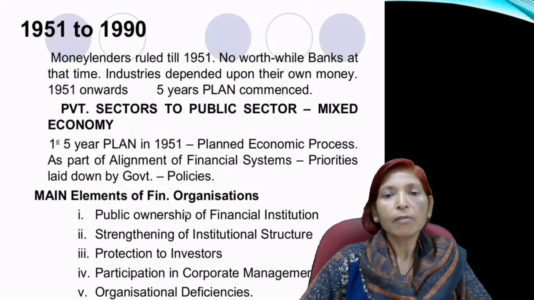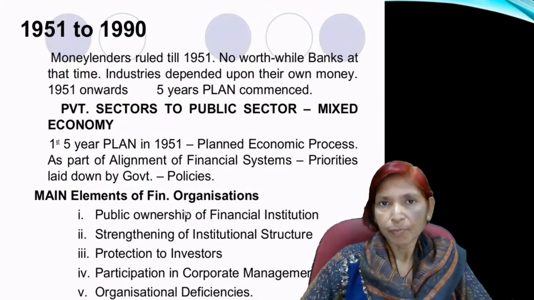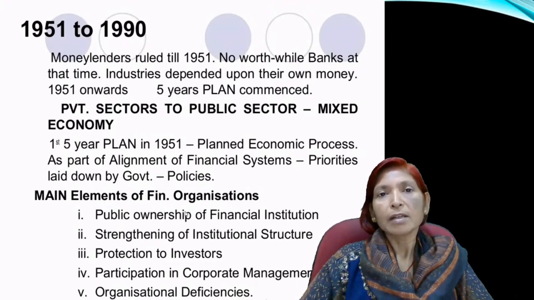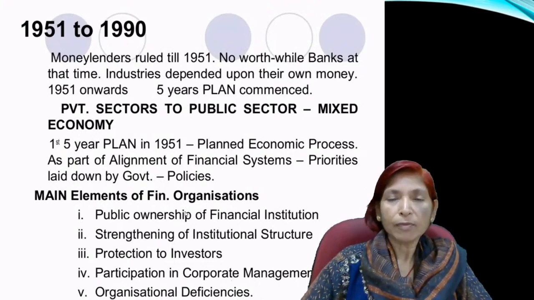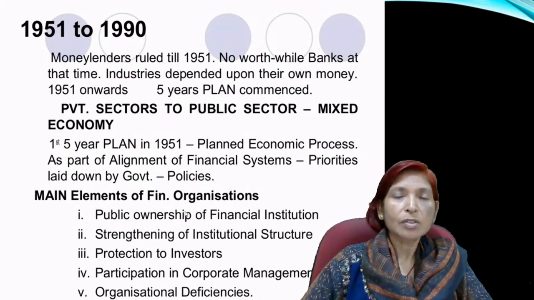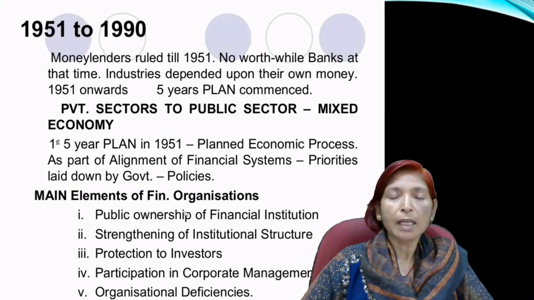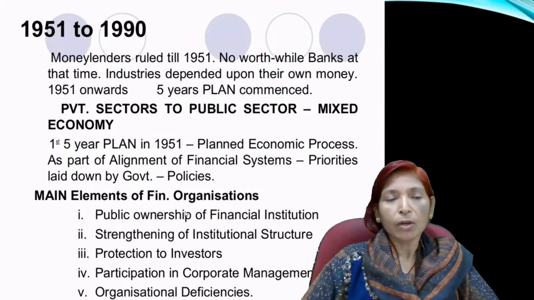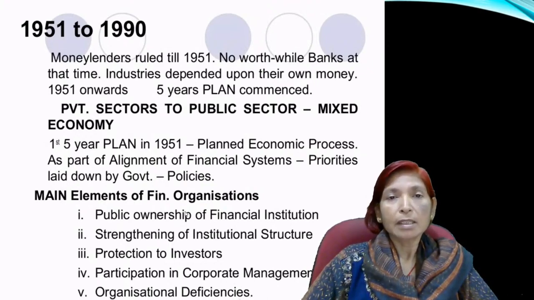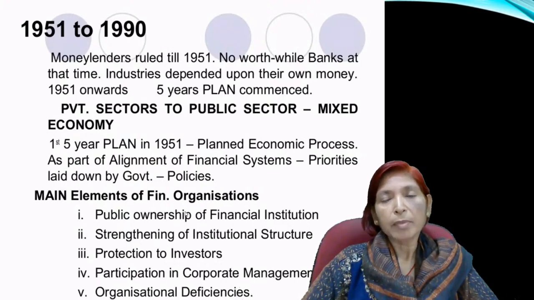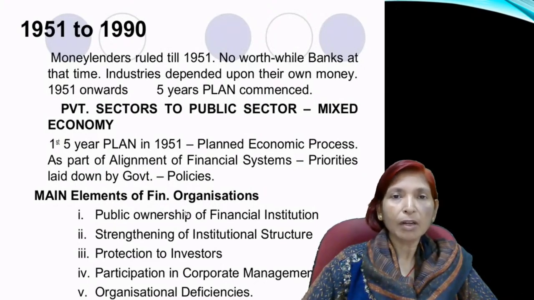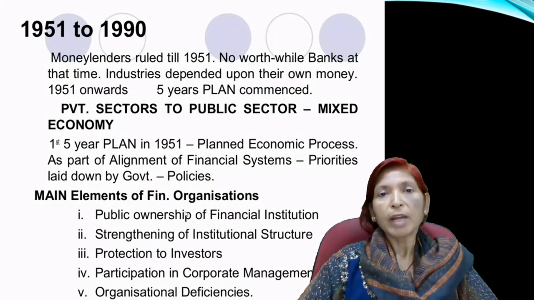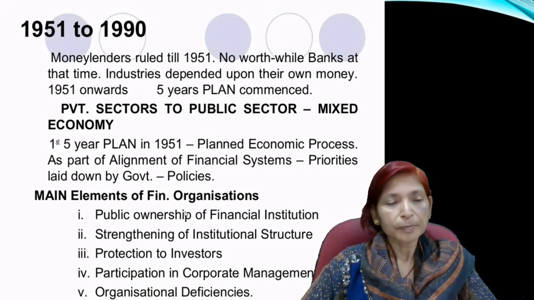From 1951 onwards, the 5-year plans commenced. These 5-year plans started from 1951 to 1956, 56 to 61, 61 to 66, and 66 to 69 there is a gap. Then again continuously 5-year plans went on. But at present, instead of this 5-year planning, which system is working? Niti Aayog. Niti Aayog is working, and at present the planning system has been abolished.